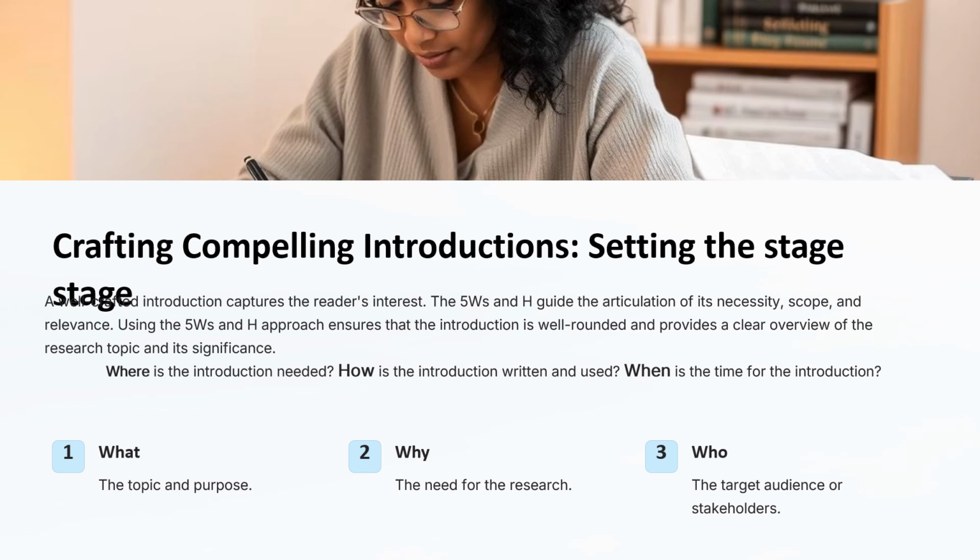Using the 5 W's and H approach ensures that the introduction is well-rounded and provides a clear overview of the research topic and its significance. So when we talk about what, that is the topic and the purpose. You see, what is the introduction for the research topic? That is what we are saying.